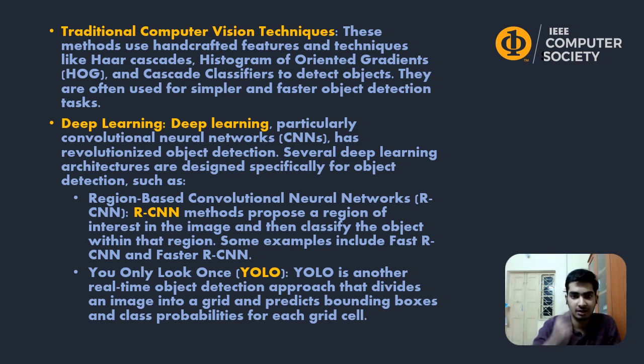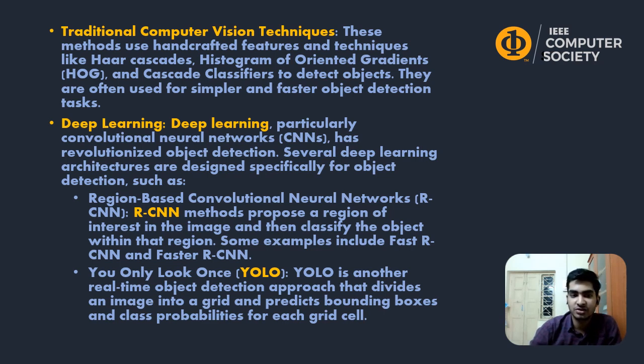Traditional computer vision techniques for object detection. These methods use handcrafted features and techniques like Haar cascades, histograms of oriented gradients, and cascade classifiers to detect objects.